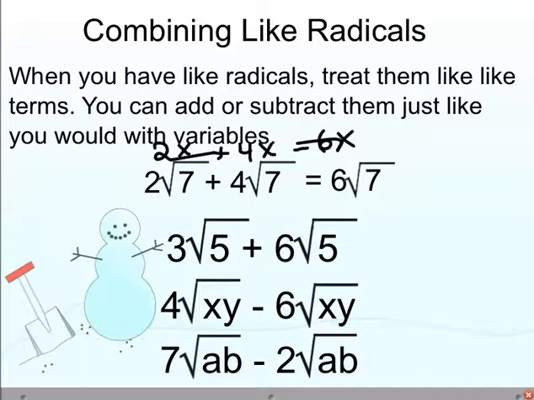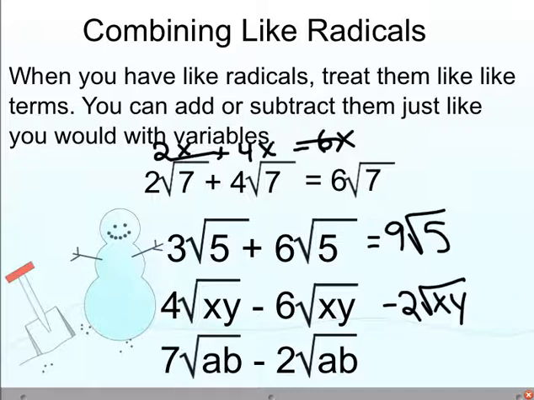Let's look at some other examples. 3 root 5 and 6 root 5. Same index, same radicand, so we can combine them to get 9 root 5. And 4 root xy minus 6 root xy, those xy's are the same. They are both square roots, so we're good to go. And we get negative 2 root xy. Remember, the radical doesn't change. And in the last one, we can subtract the 7 and the 2, and we get 5 root ab.